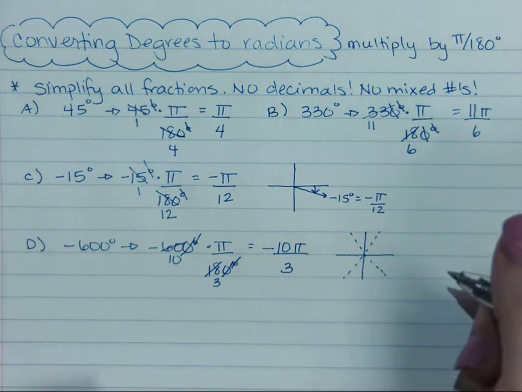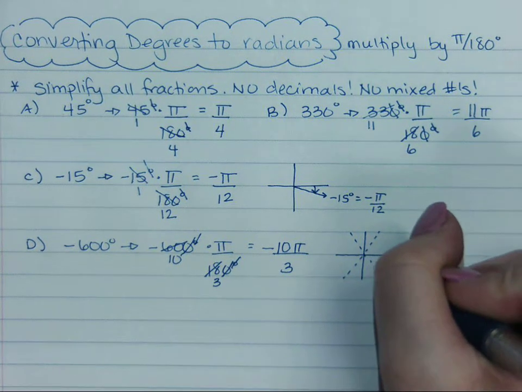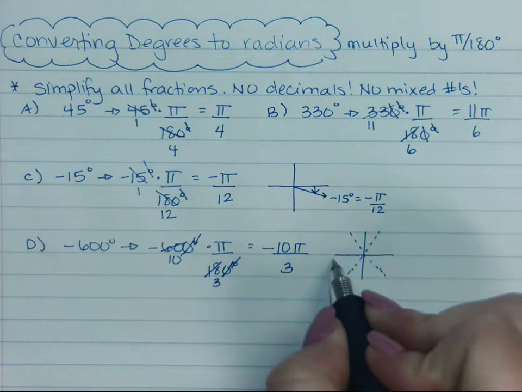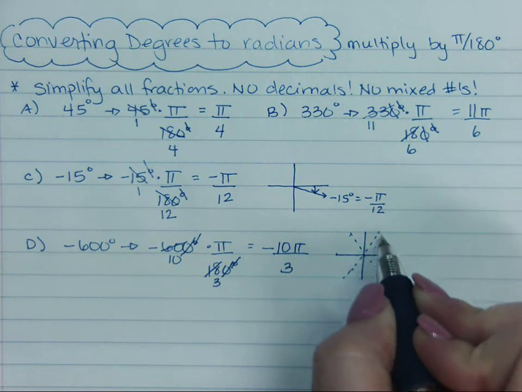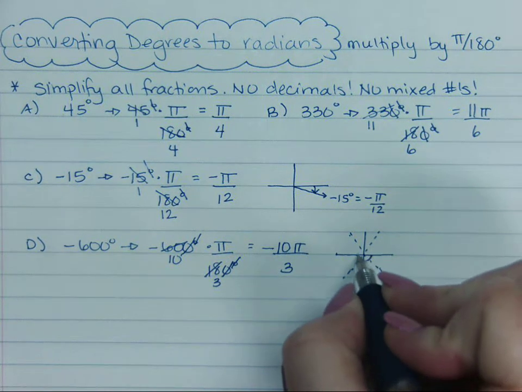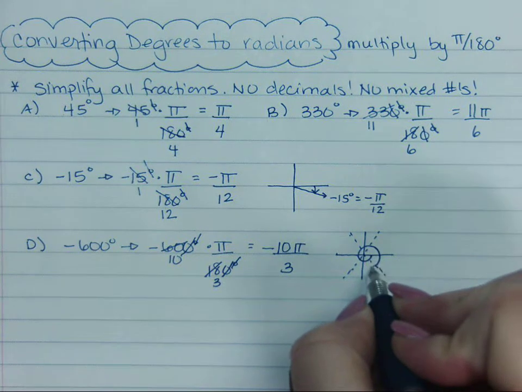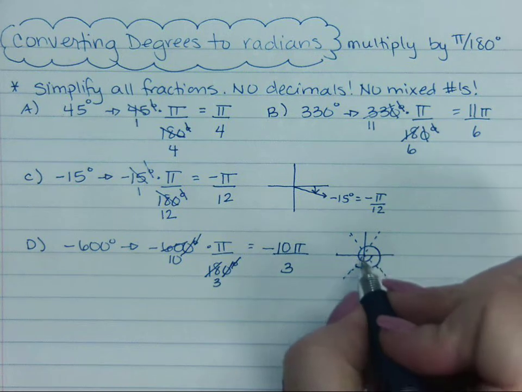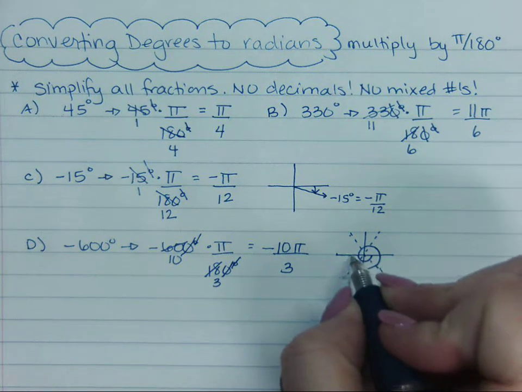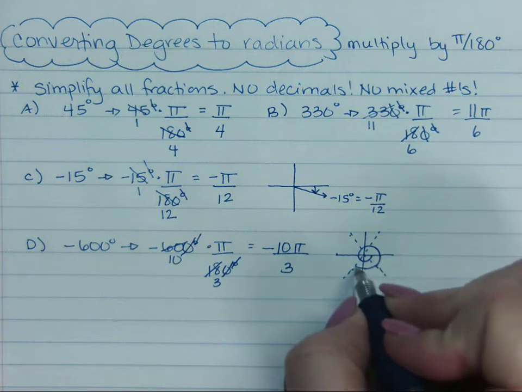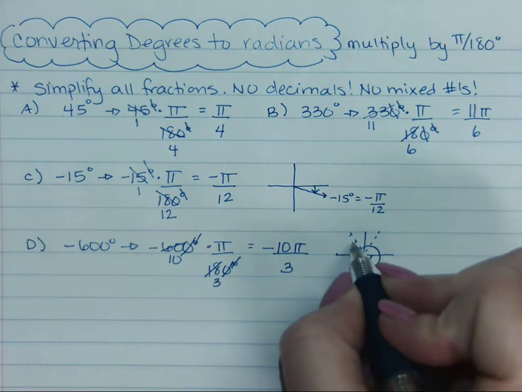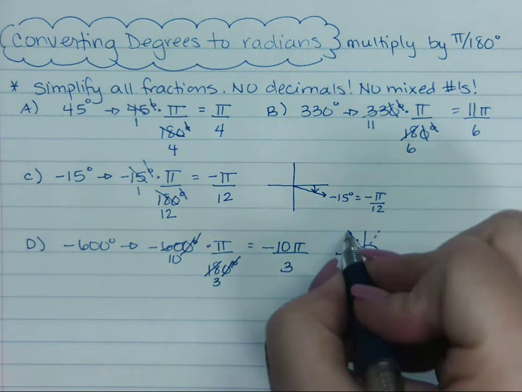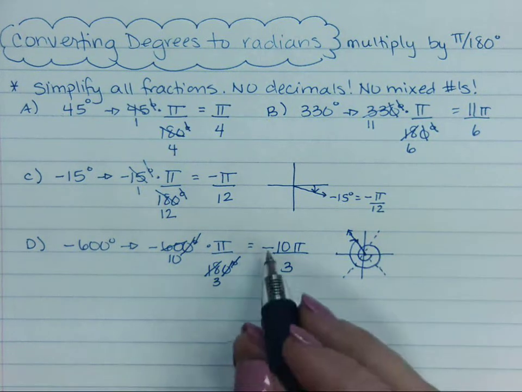Sorry. So going in a negative direction would be 1, 2, 3, 4, 5, 6. All right, so that's one rotation. 7, 8, 9. All right, so 1, 2, 3, 4, 5, 6, 7, 8, 9, 10. So this right here is my graphical representation of negative 10 pi over 3.